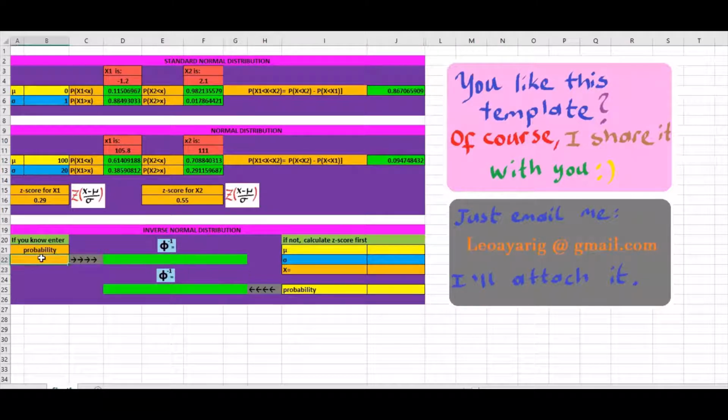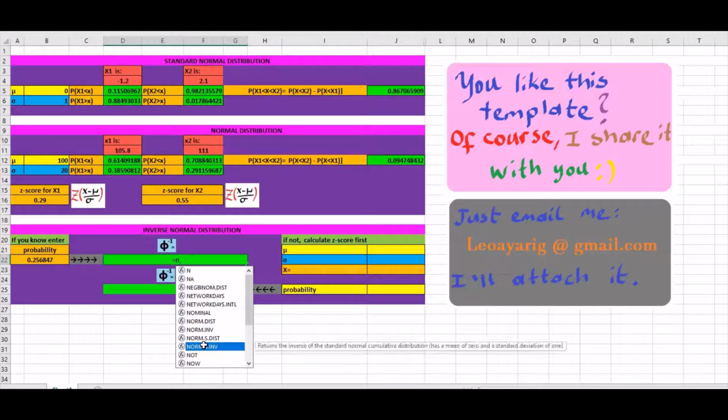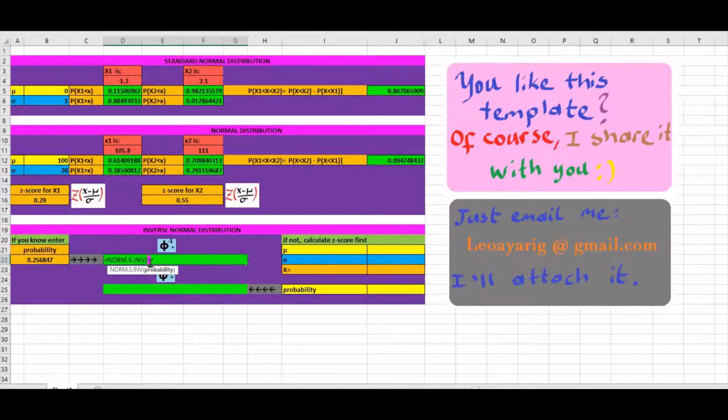If you know the probability, let's say the probability is a number between 0 and 1, so let's enter 0.256847. The inverse function we're going to write here will be equal sign, we're going to click on n, and then this time NORM.S.INV, double click. And this time we have one parameter, just that probability. Close parenthesis, enter. So that is the corresponding z-score of that probability.